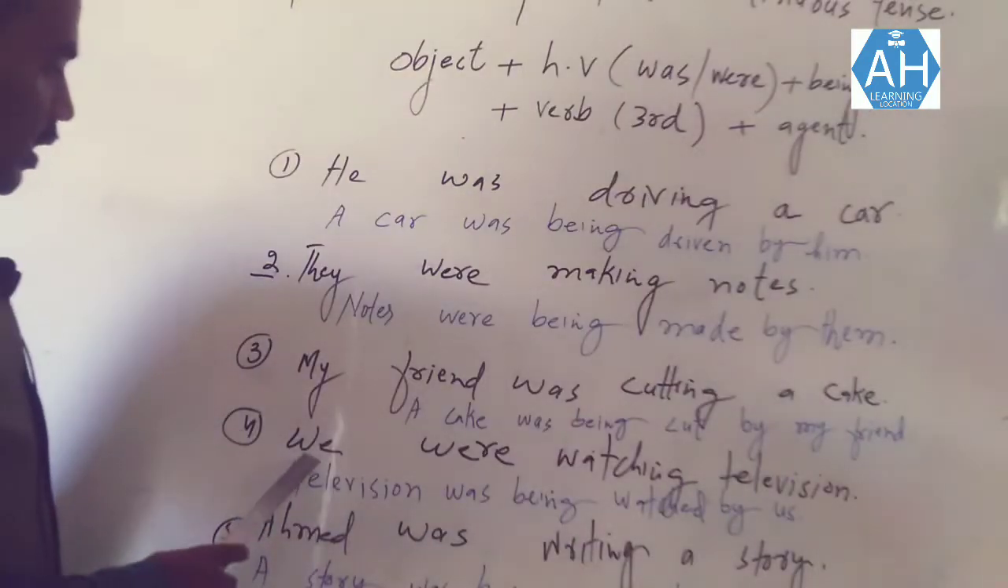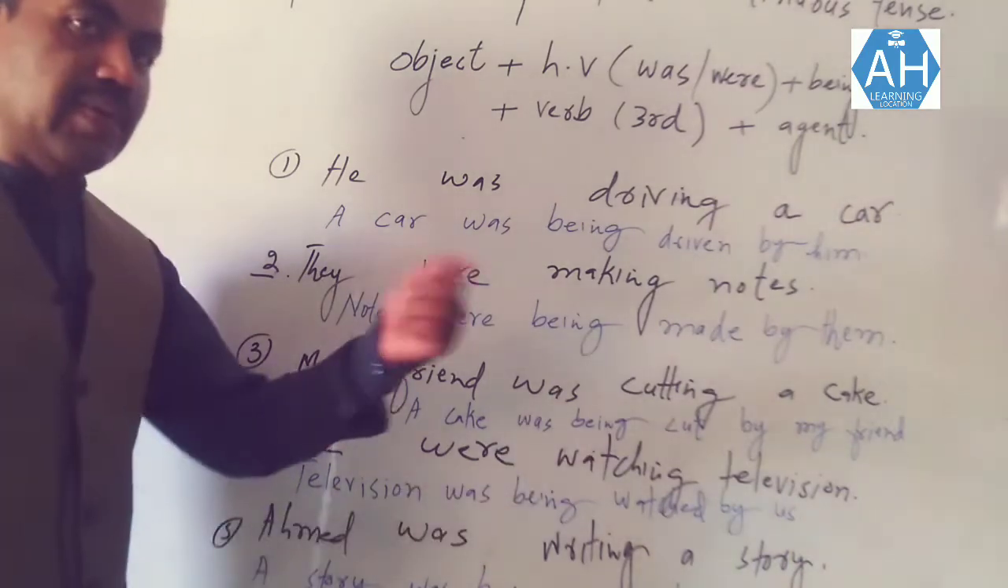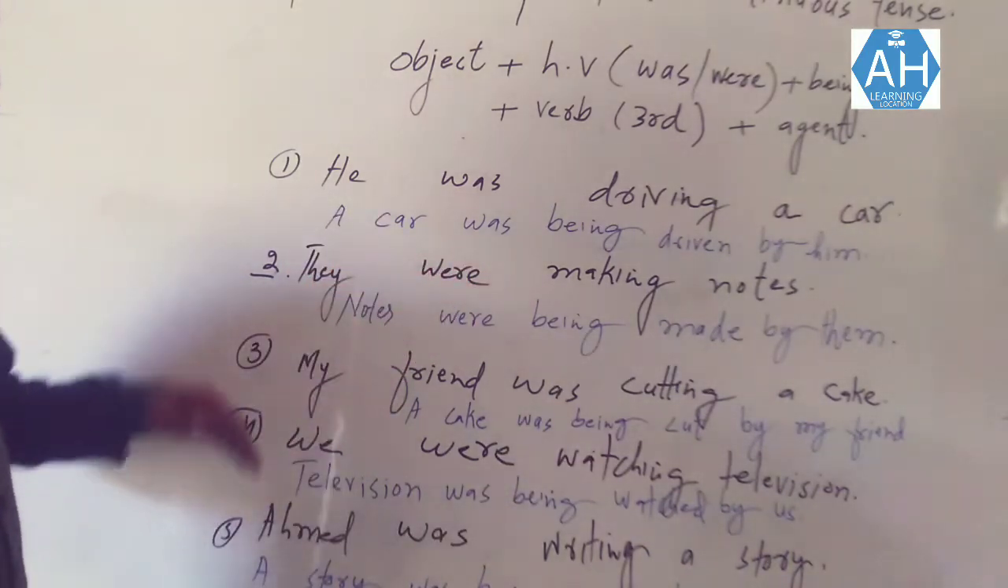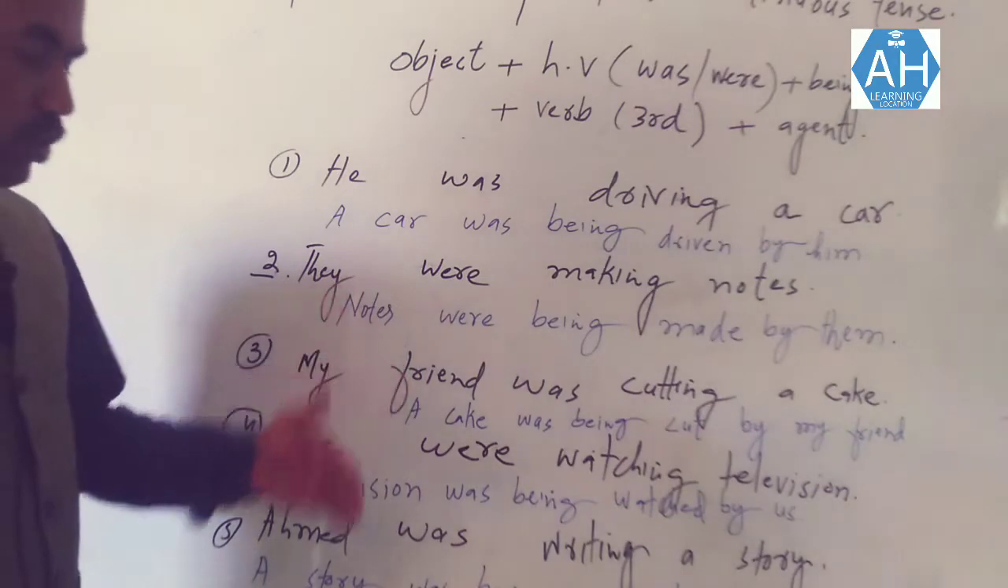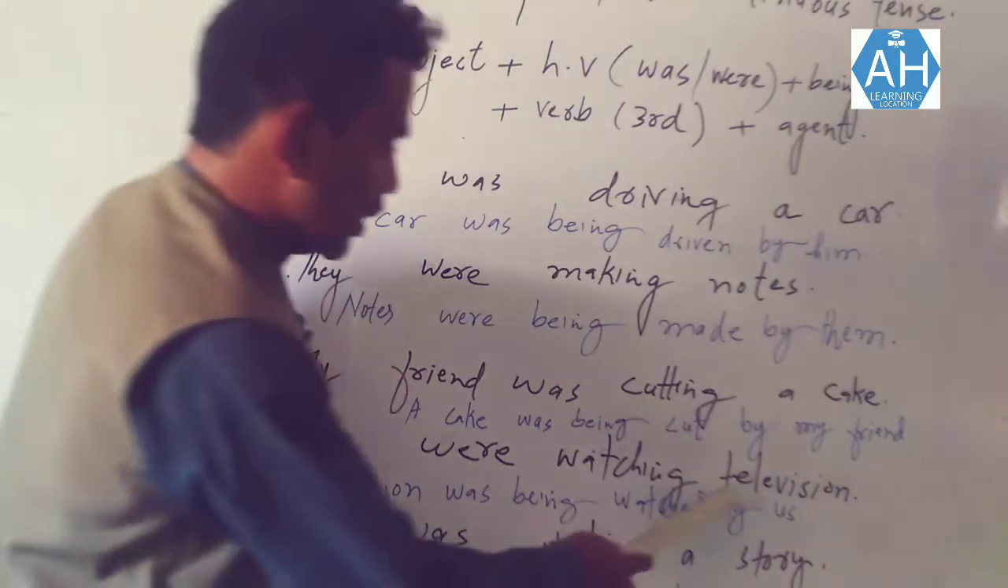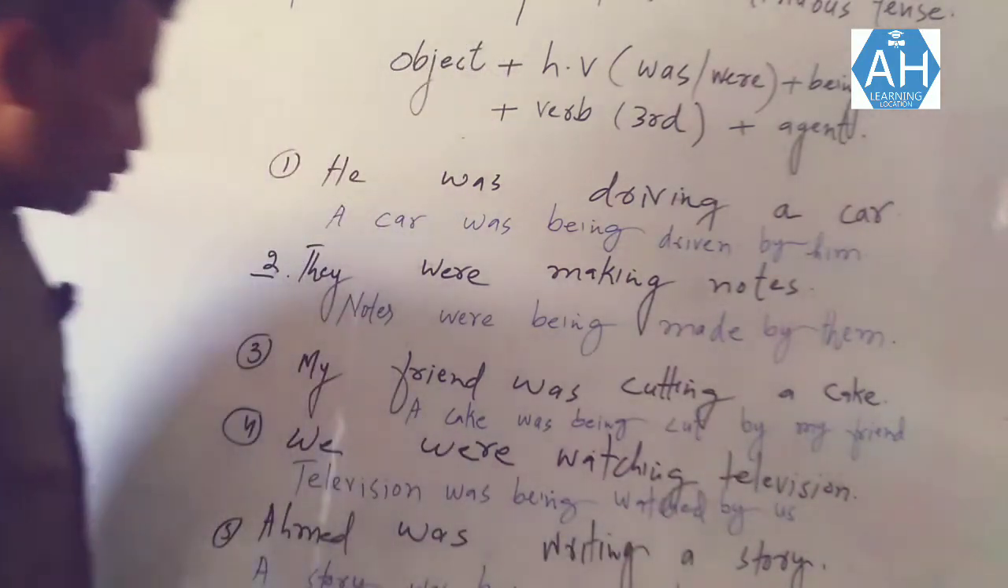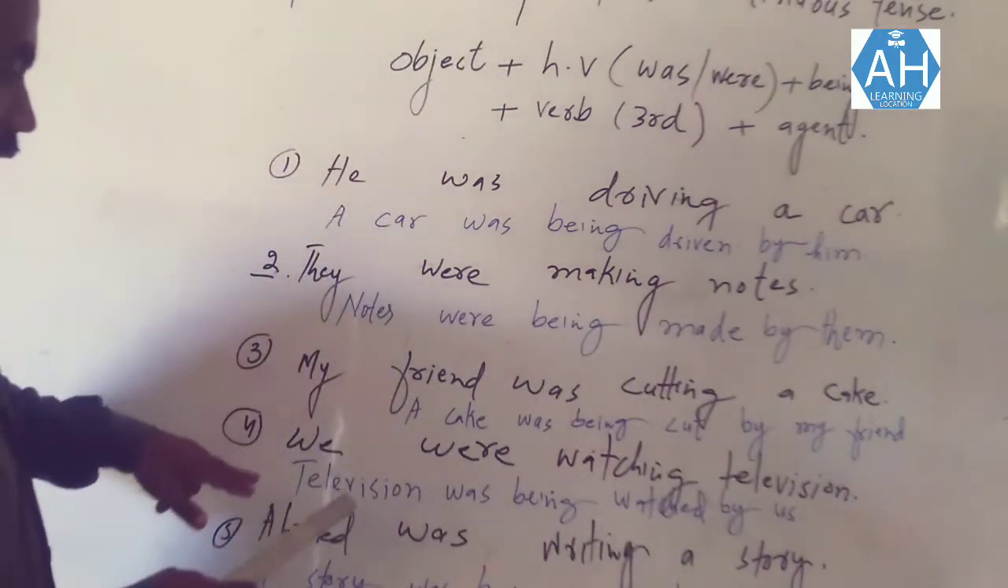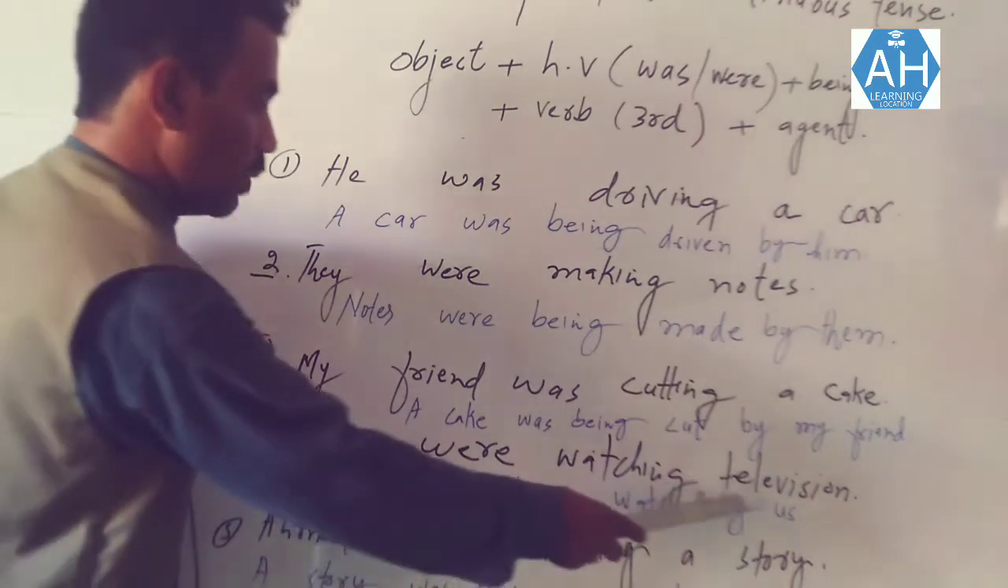Clear? Number 4 sentence. We were watching television. Now we are going to change it into passive. Now we have to find where the object is. Yes, the object is television. So I have to start the passive sentence with the object. Television was being watched by us.